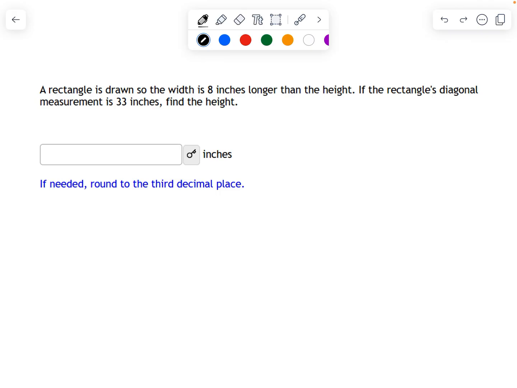So first off, let's draw what we do have. We have ourselves a rectangle. And the width of my rectangle, the width equals, that's a good keyword there, 8 inches longer than the height. So my height would be whatever that number is, and the width is that height, but 8 inches longer. Well, how would I measure something 8 inches longer? What operation would we use? Well, that would be addition. So the width is the height plus 8, and the height is just whatever the height is.